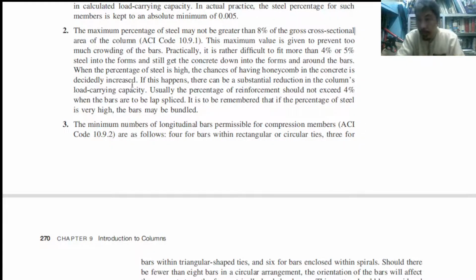Honeycombs are those, but I will show you the honeycomb. So I will get some example of honeycomb.